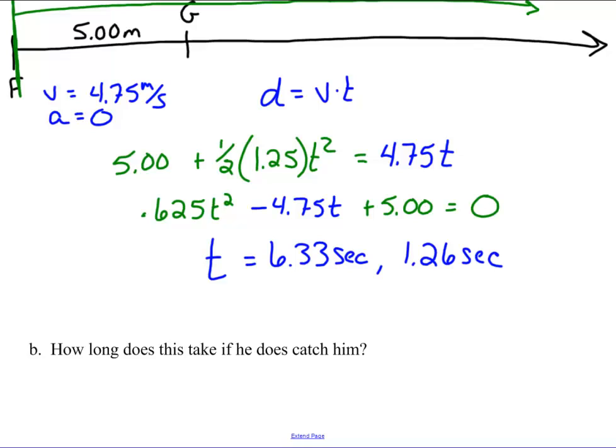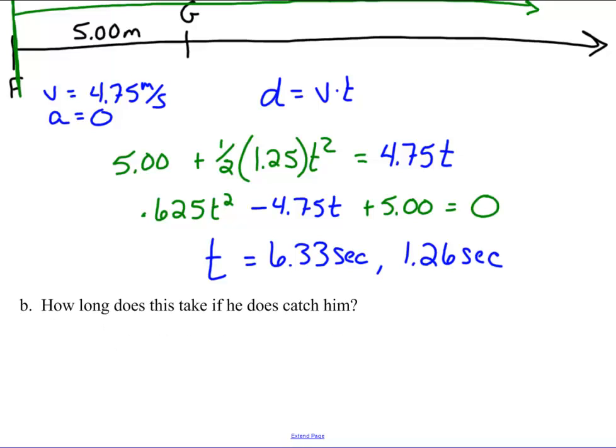If you know anything about relay races, you know that you want to have a handoff in a particular region. So we would want to have the handoff at the first or smaller time rather than the second time. So we're going to try with our 1.26 seconds and see if that gives us the answers that we need.